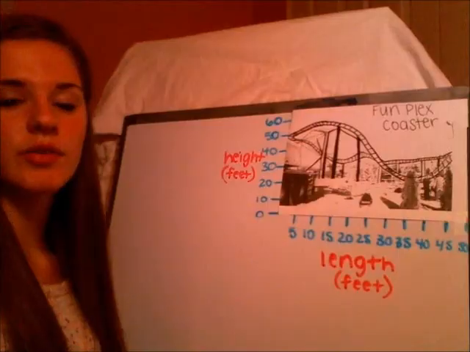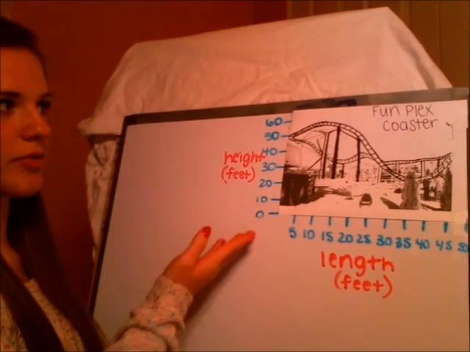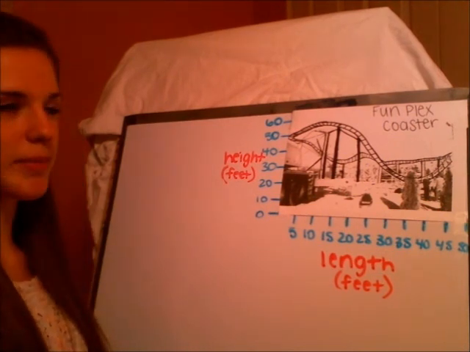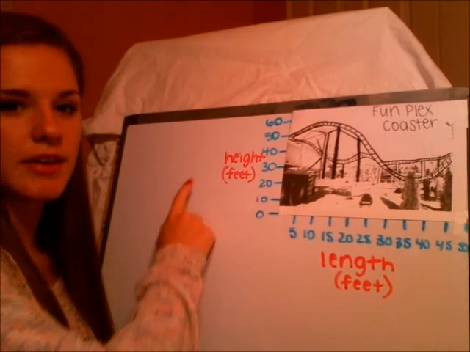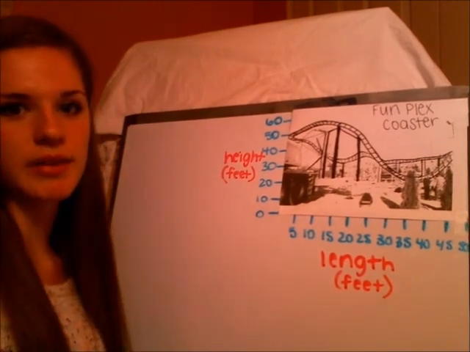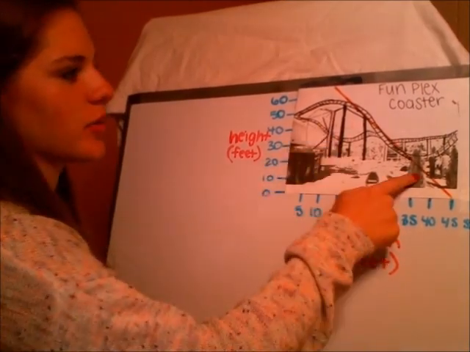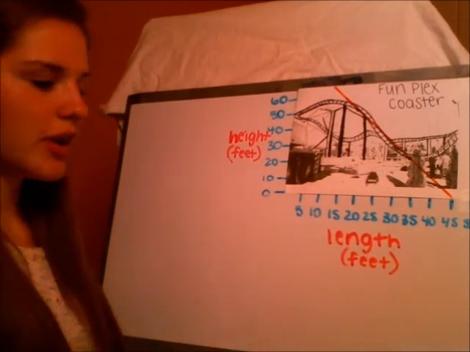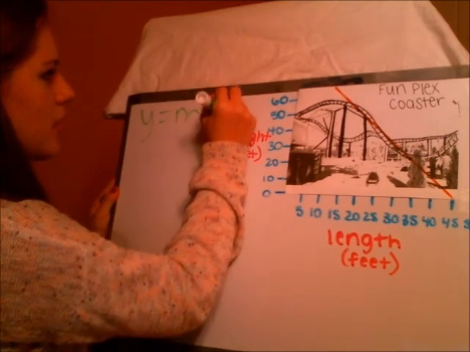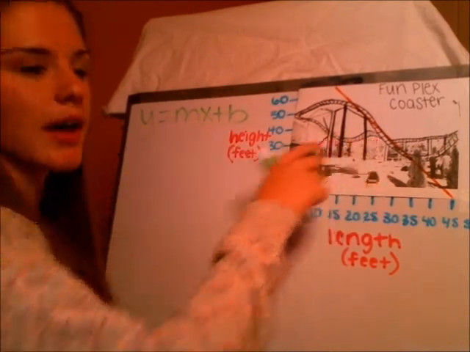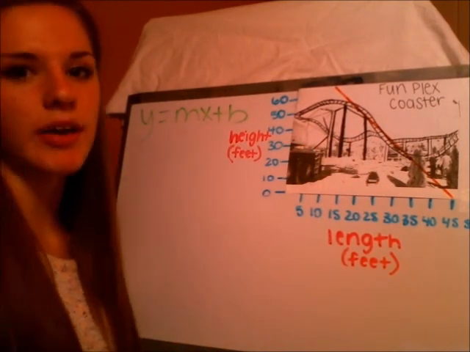There you go. So say you wanted to find the equation of the slope of the Funplex roller coaster. You can do that by making a corner graph like I did. Each line going up is approximately 10 feet, and each line going across is approximately 5 feet. Here I drew an approximate line of the slope of the roller coaster. The equation for all lines is y equals mx plus b, where y and x are any point on the line, m is your slope, and b is your y-intercept.